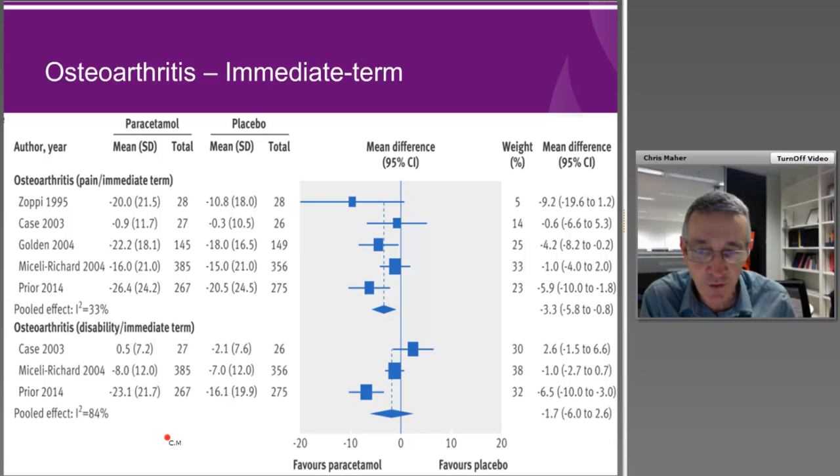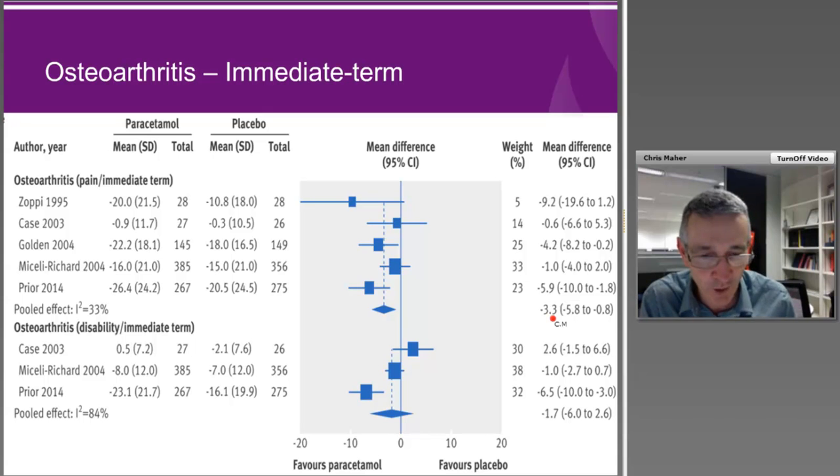So these are the individual trials for osteoarthritis comparing paracetamol to placebo. Again, we've got the individual studies. This is the pooled estimate at the bottom. In this case, for pain in the immediate term, there is a statistically significant effect, but I have to point out to you how small the effect is. So this is 3 units on a 0 to 100 scale.